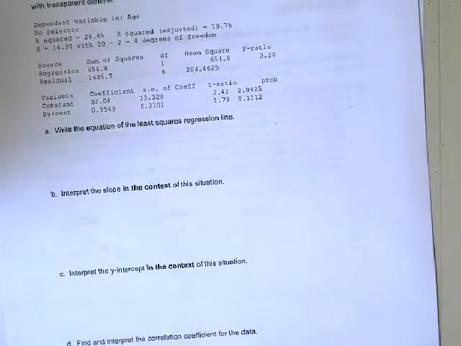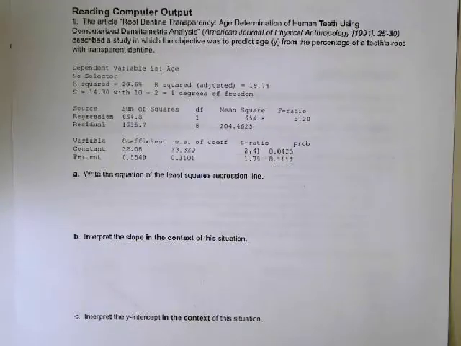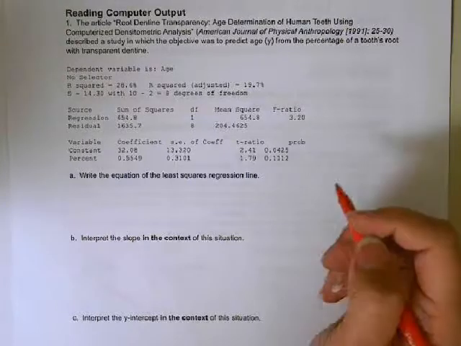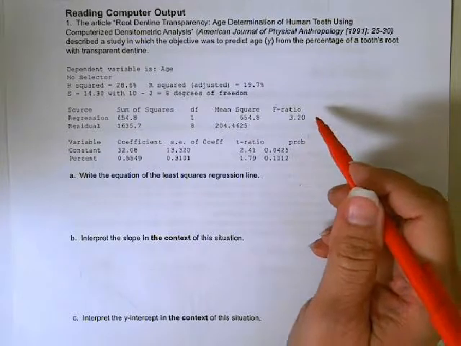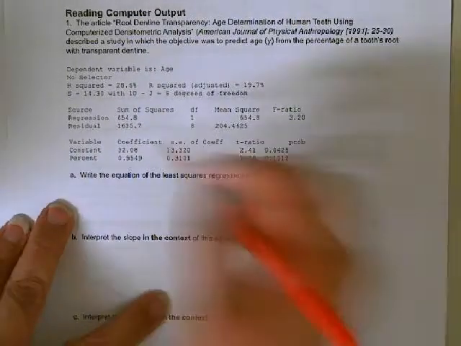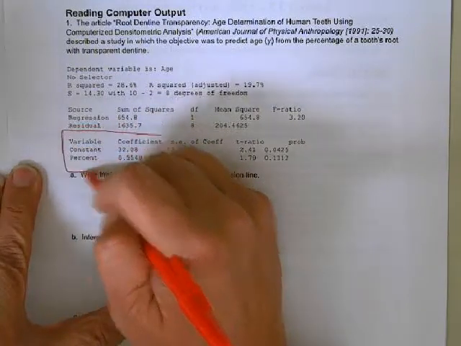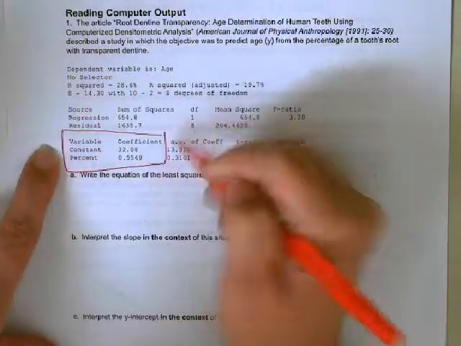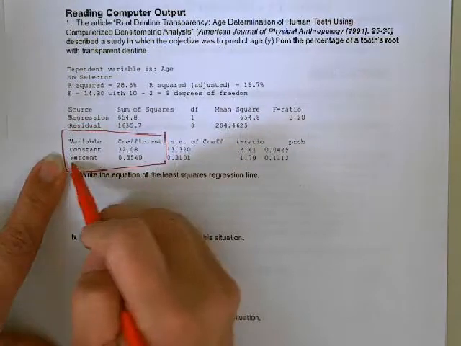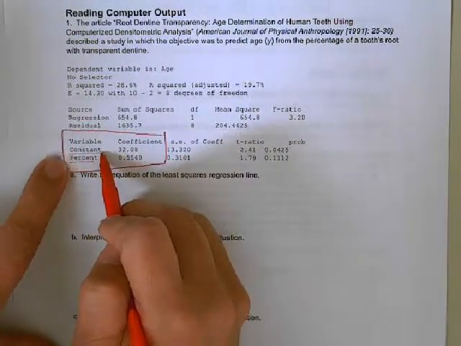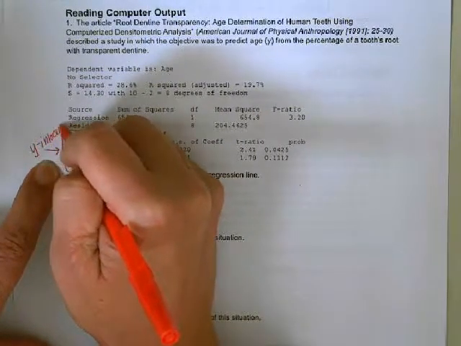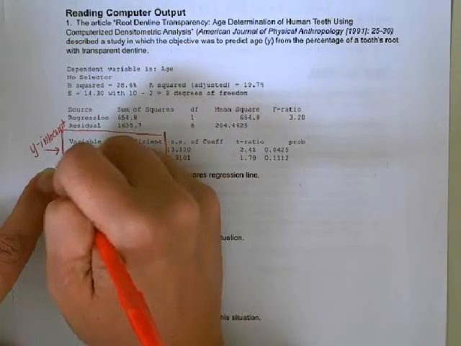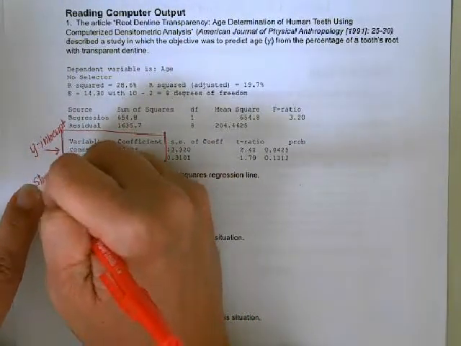All right, so the next thing I want to go over is reading computer output. When you are reading computer output and you're looking for the least squares regression line, what you need to look for is the word coefficient. So we have coefficient here, and here we have percent, and here we have constant. The constant is going to be your y-intercept, and this percent is going to be your slope because it's your x variable.